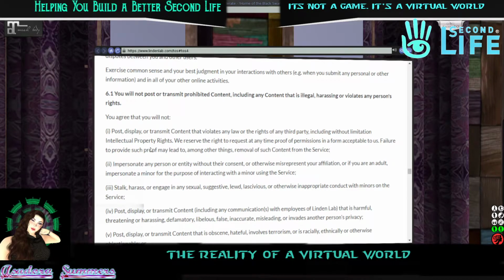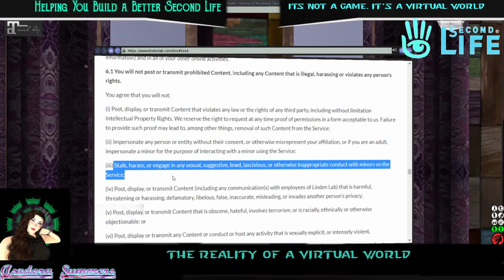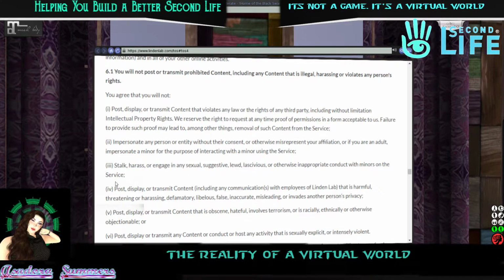Next. You agree that you will not stalk, harass, or engage in any sexual, suggestive, lewd, lascivious, or otherwise inappropriate conduct with minors on the service. This goes with the previous section here. This is a definite no. Anything involving minors is a no.